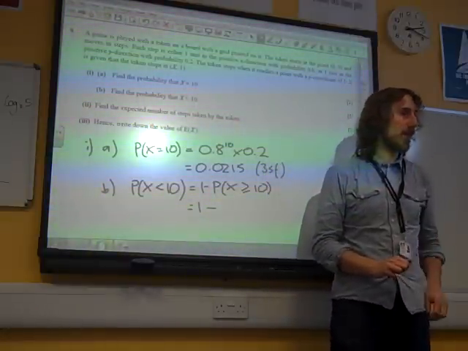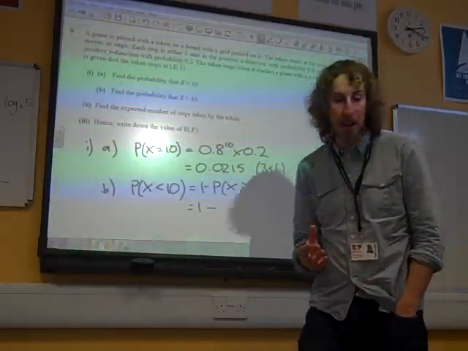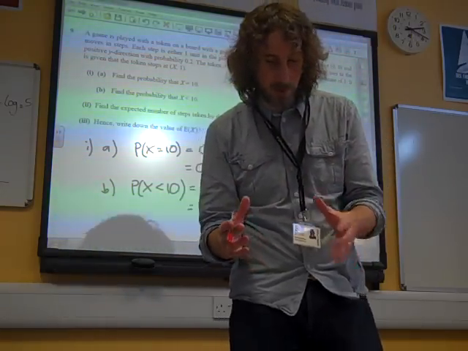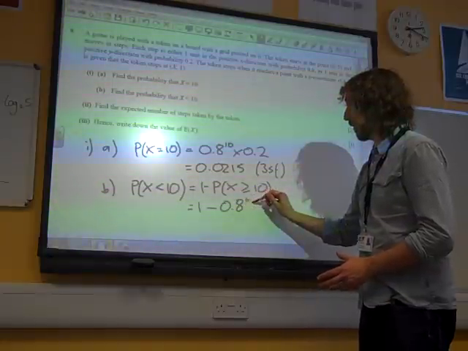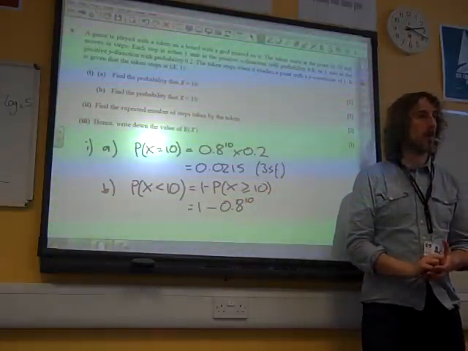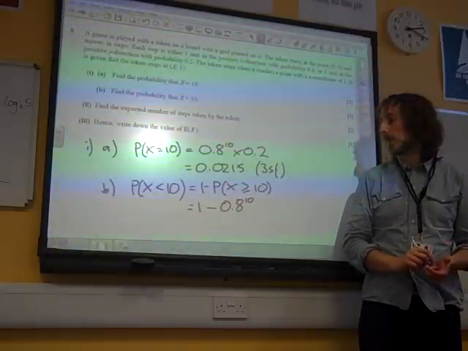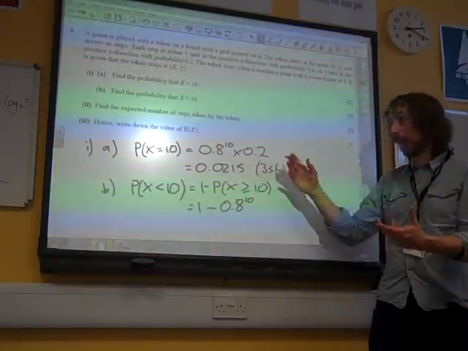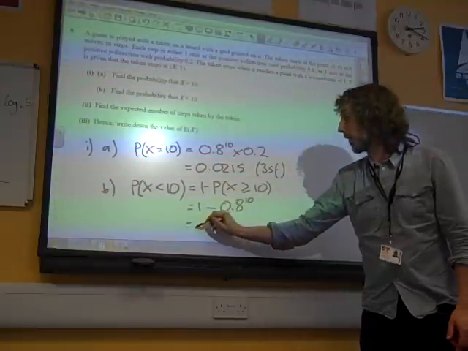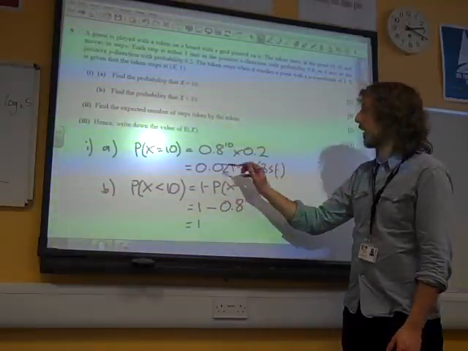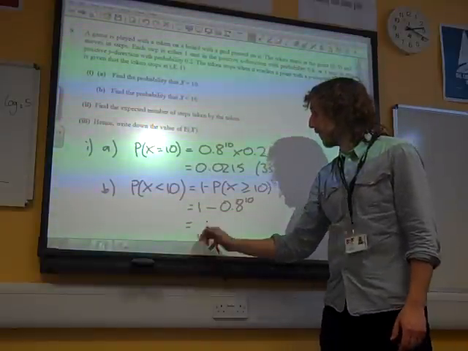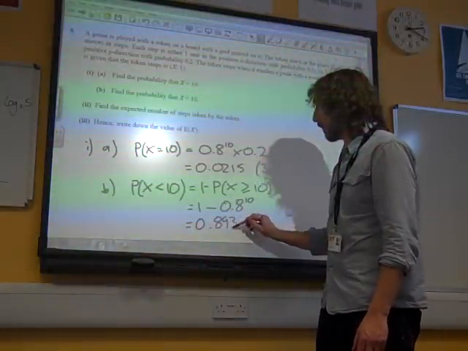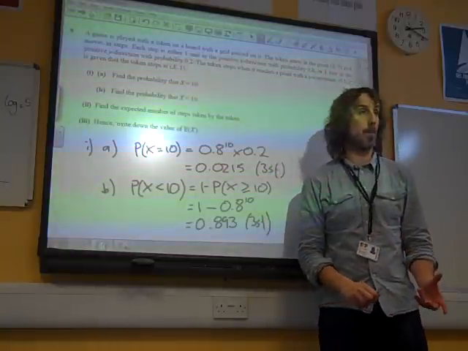And in order for x to be greater than or equal to 10, that means we must have 10 of these failures before we eventually start moving up. If x is equal to 10, we have exactly 10 of those, and then it could carry on after that. So this is 1 minus 0.8 to the 10, which is, sorry, I'm just going to write the answer there, which is 0.893.